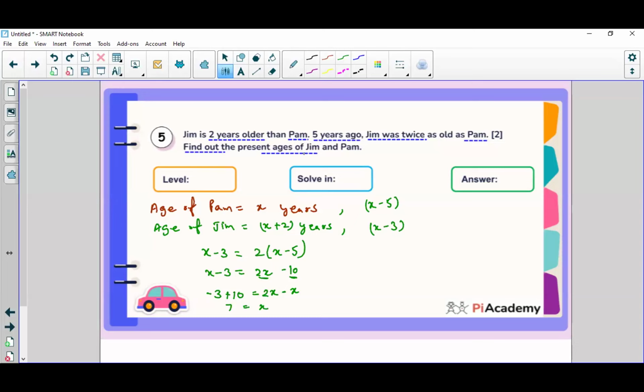So we have to find out the present age of Jim and Pam. So x is 7, which is the age of Pam. So what would be the age of Jim? That should be x plus 2, which is 7 plus 2, and 9 years. So we got the answer here, the age for Pam as well as the age for Jim, which is 7 years and 9 years.